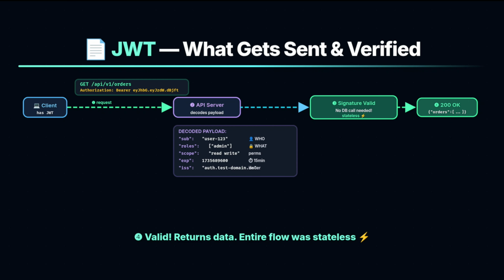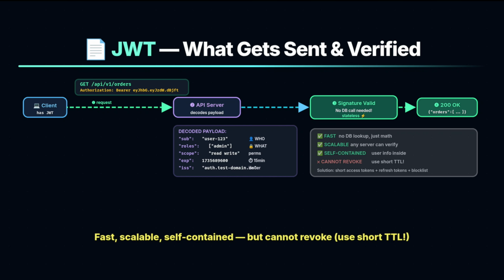Why is no database call a big deal? With session-based auth, the server stores session data in a database. Every single request means a database lookup. 10,000 requests per second means 10,000 database queries. It's a slow and expensive operation. With JWT, all the info is inside the token itself. No DB, no Redis, no shared state. Any server in your cluster can verify it independently.